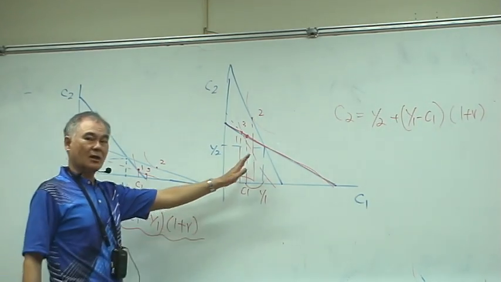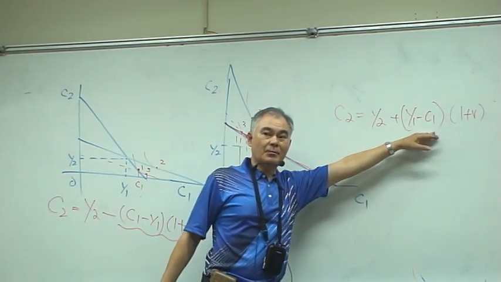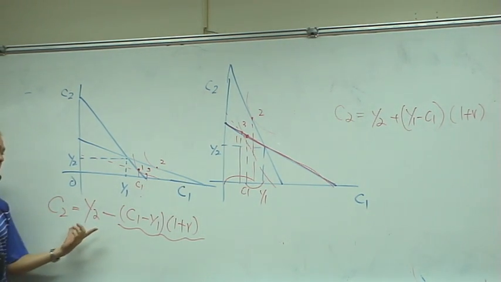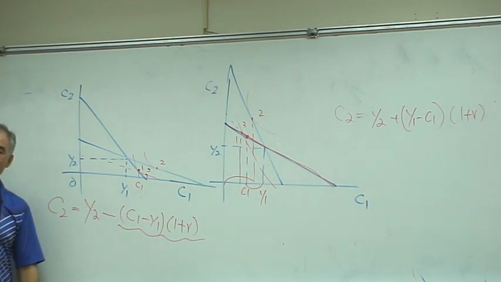This one is a saver. Saver got interest income. But for a borrower, you have to pay back whatever money you owe. Questions?